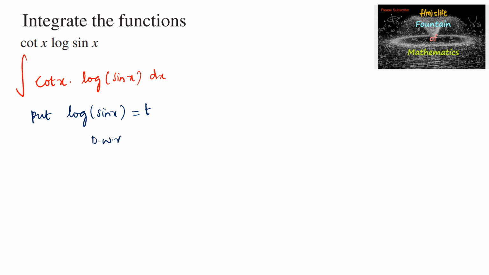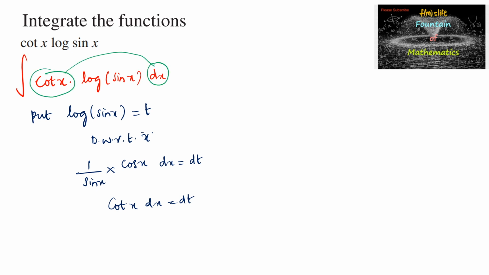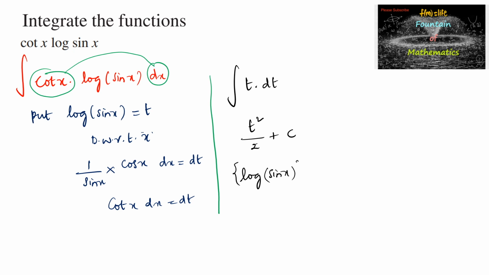Differentiating with respect to x, we have differentiation of log is 1 upon sin x into differentiation of sin x is cos x by chain rule. So cot x dx is equal to dt. Here we can replace cot x dx as dt and log of sin x as t. So our integral can be taken as integral t into dt, that is t square upon 2 plus c. Let us replace t as log of sin x. So (log of sin x) whole square divided by 2 plus c is the answer.